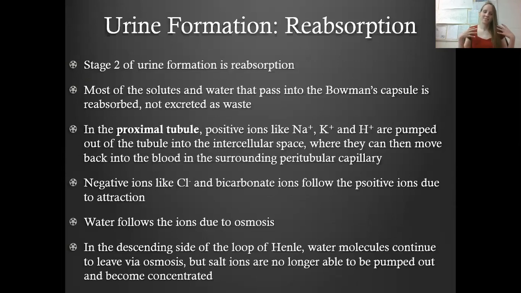And then from the Bowman's capsule, it's going to go into the proximal tubule. In the proximal tubule, you have positive ions that are pumped out of the tubule into the intercellular space. So that includes things like sodium, potassium, and hydrogen, again, actively pumped out of the proximal tubule. And then negative ions, like bicarbonate ions and chloride ions, are going to follow the positive ions out of the proximal tubule, not because they're actively pumped, but just because they're attracted to the positive ions that are leaving.